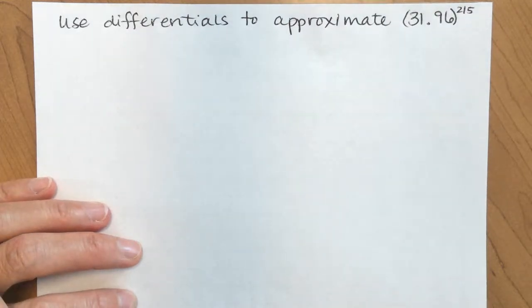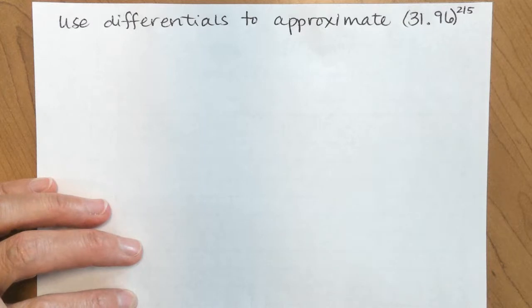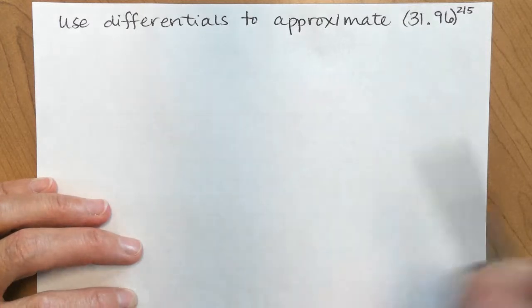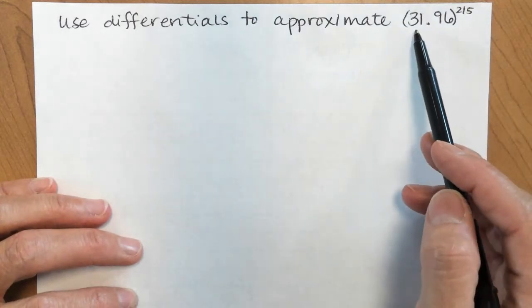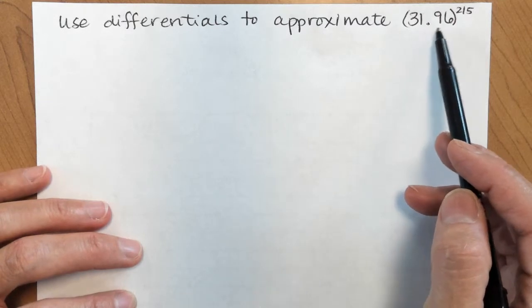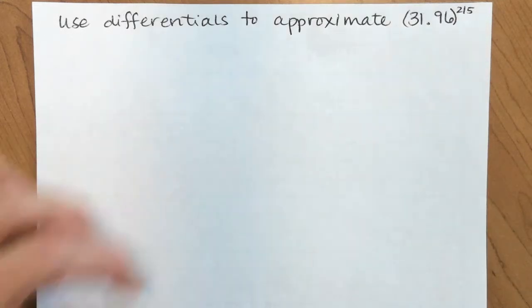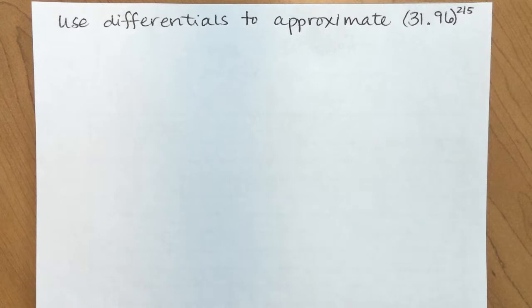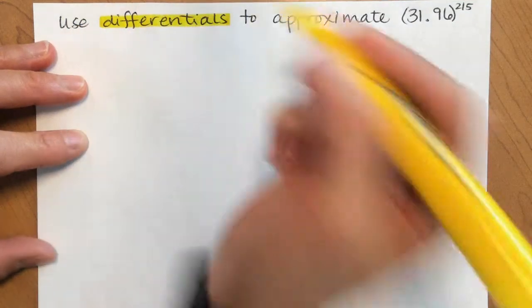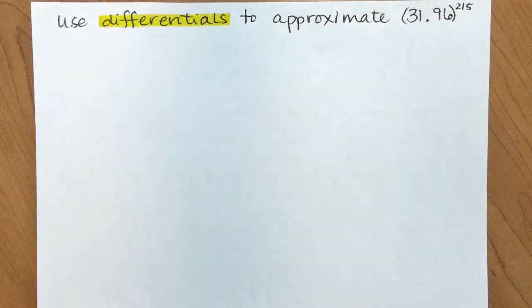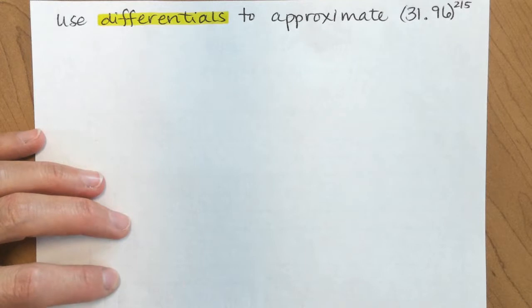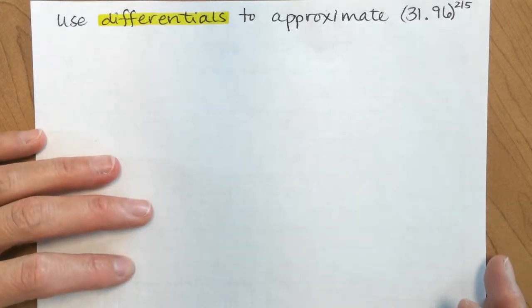So today we're going to use differentials to approximate a value. In this case, we're going to use differentials to approximate 31.96 to the 2/5. So I think first we probably need to discuss what differentials are. Okay? So differentials are another method, like linear approximation, for approximating values of a function.